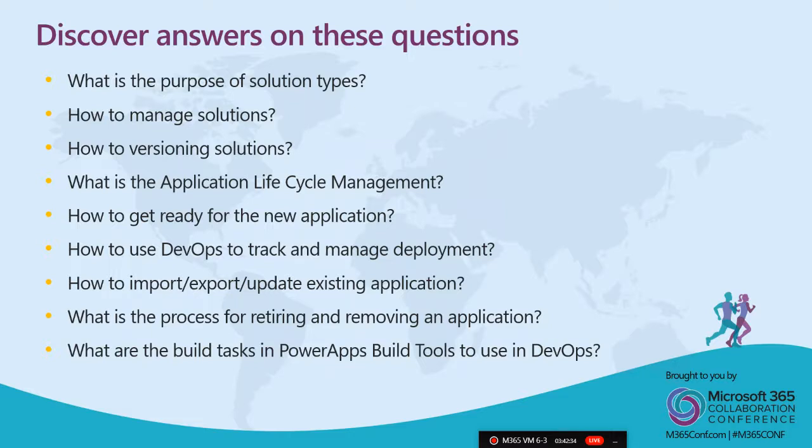Then how to use DevOps to track and manage deployment. DevOps has several features that are tailored to support application lifecycle management, for example, work item planning and tracking, version control, and build and release automation. Then how to import, export, and update an existing application. For example, always save a copy of the managed and unmanaged solution. Perform the solution checker to verify any errors in the solution, then verify any dependencies that need to be created in terms of updating the solution, or update and publish a new version of the solution.